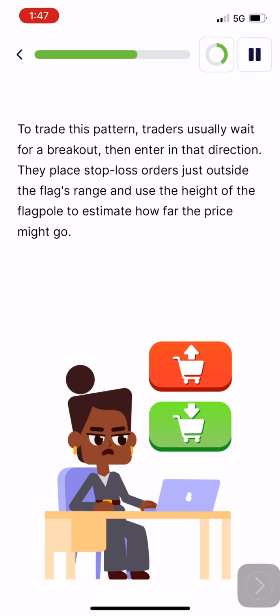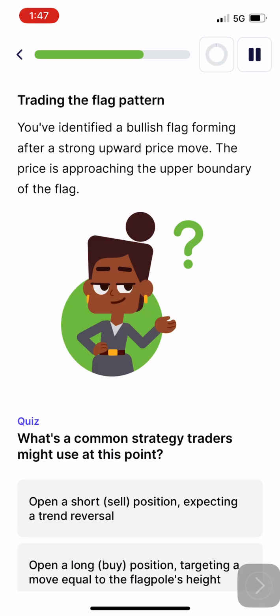They place stop-loss orders just outside the flag's range and use the height of the flagpole to estimate how far the price might go. You've identified a bullish flag forming after a strong upward price move. The price is approaching the upper boundary of the flag. What's a common strategy traders might use at this point?